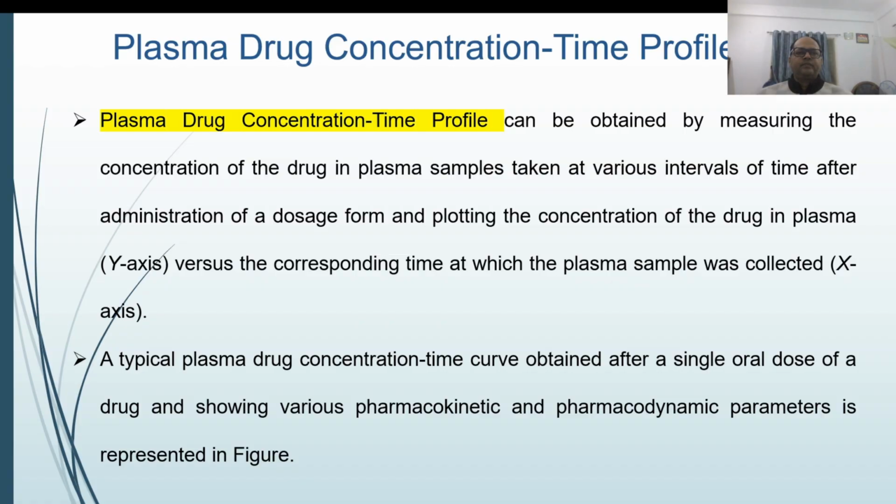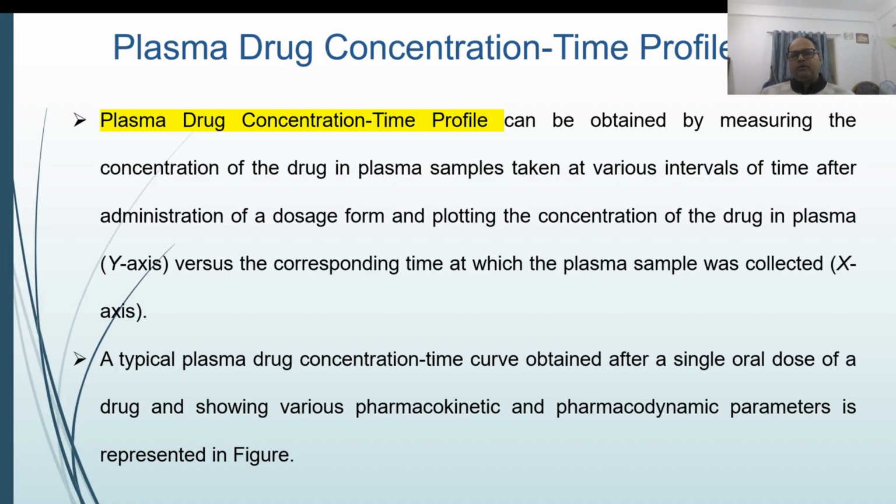Next, the most important thing is the plasma drug concentration time profile. It is obtained by measuring the concentration of drug in plasma samples taken at various intervals of time after administration of a dosage form, and plotting the concentration of the drug in plasma on the y-axis versus the corresponding time at which the plasma samples are collected on the x-axis.